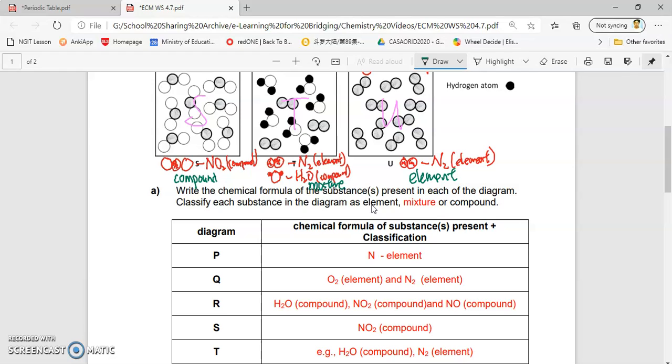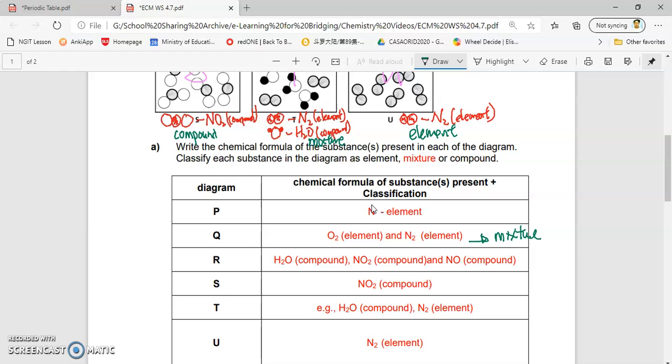Q consists of O2 and N2, so two different elements together. The overall classification, because there are two different elements present inside there, we classify as a mixture. R: H2O, NO2, NO, three different compounds together, we classify R overall as a mixture.